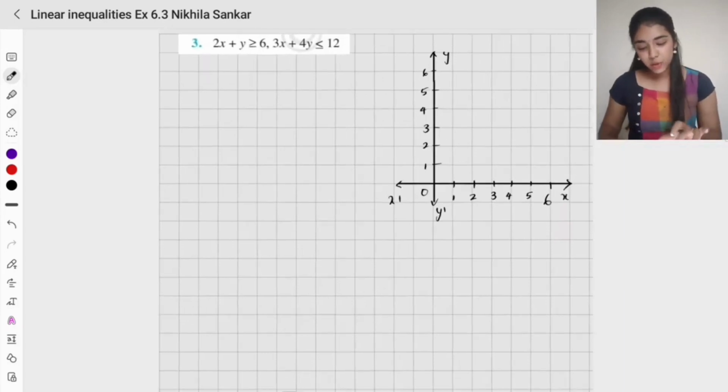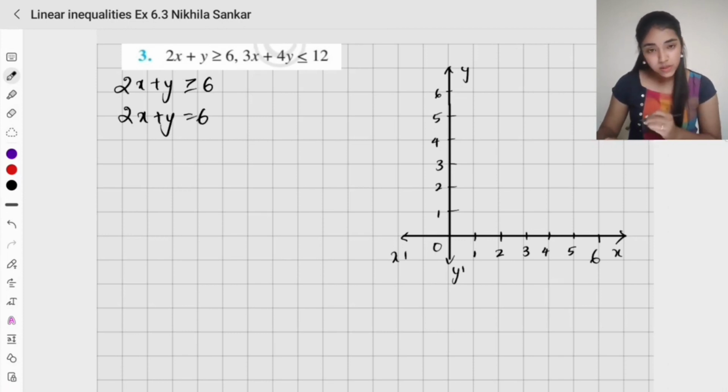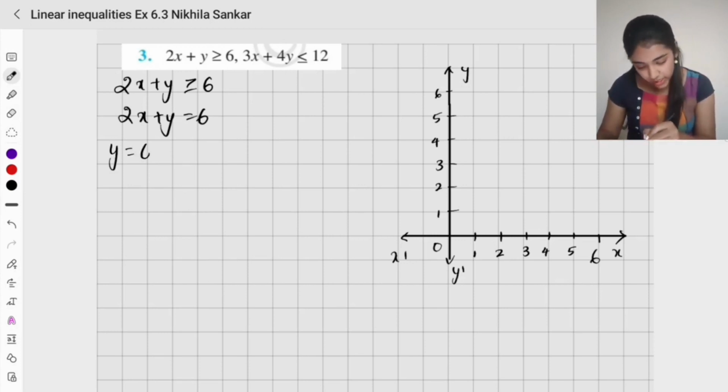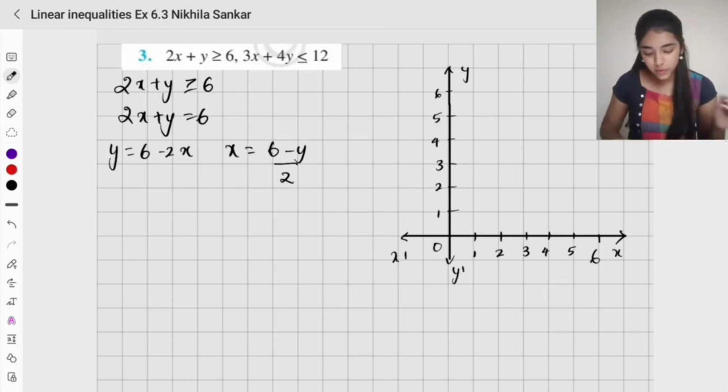Question number 3. 2x plus y greater than or equal to 6. How am I going to write this? So the equation is going to be 2x plus y equal to 6. Now, x in terms of y and y in terms of x. So I'll have y equals 6 minus 2x. X is equal to (6 minus y) divided by 2. Correct? 2x is equal to 6 minus y. X is equal to (6 minus y) divided by 2.